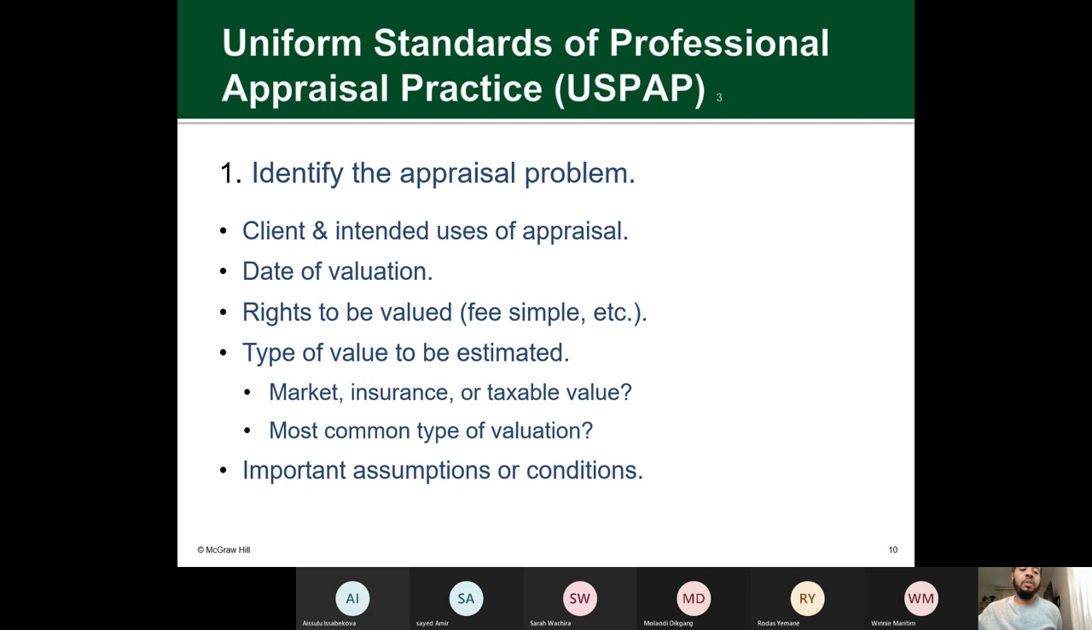So first thing you have to do is understand why you're there as an appraiser. Why am I here? What am I supposed to be doing? What is my goal? I need to make sure I meet the client, speak to the client, and understand their intended use for this appraisal, right? The date that it was evaluated, what type of value are we estimating, and what are some conditions or assumptions that we need to know, right? Even appraisers need information up front.